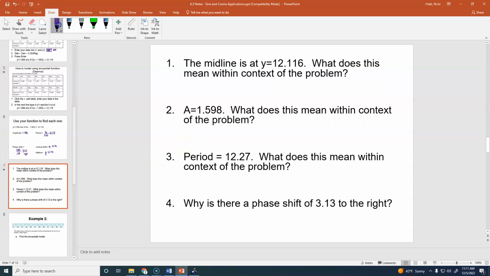Okay, I like what Maggie has said here. This is the average hours of daylight.